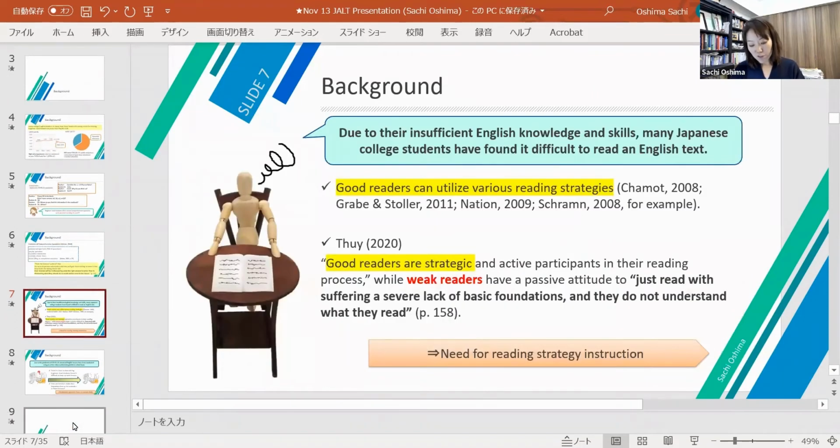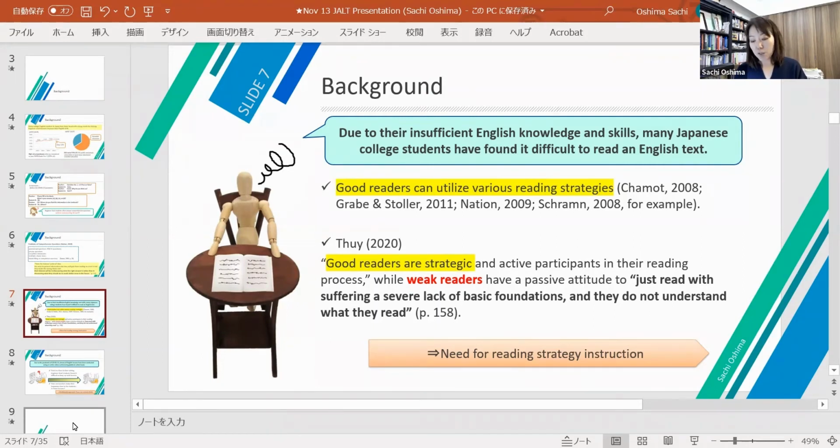Due to their insufficient English knowledge and skills, many Japanese college students have found it difficult to read an English text. Previous literature has supported the notion that good readers can utilize various reading strategies. Comparing good and weak readers, Tsui pointed out that good readers are strategic and active participants in their reading process, while weak readers have a passive attitude, just reading while suffering a severe lack of basic foundation, and they do not understand what they read.